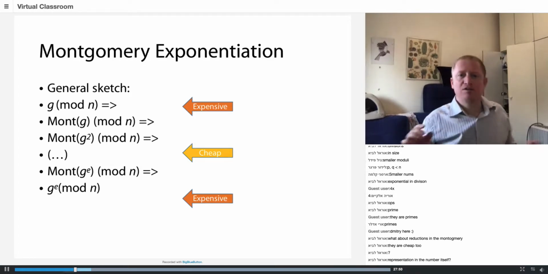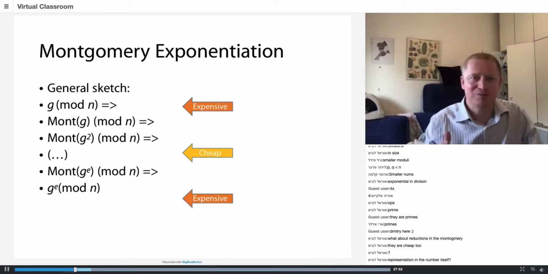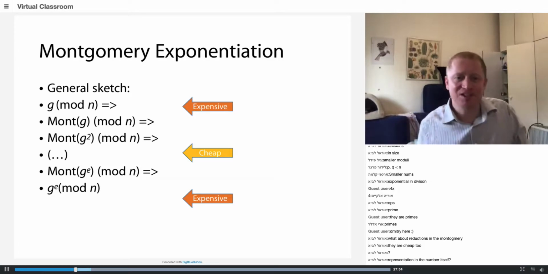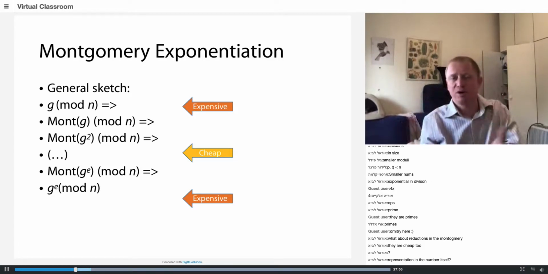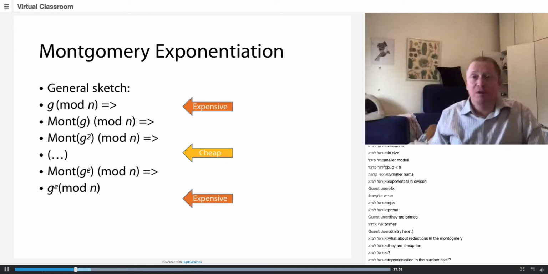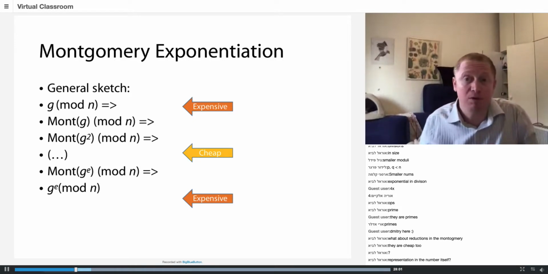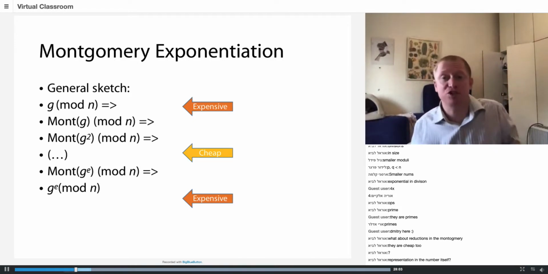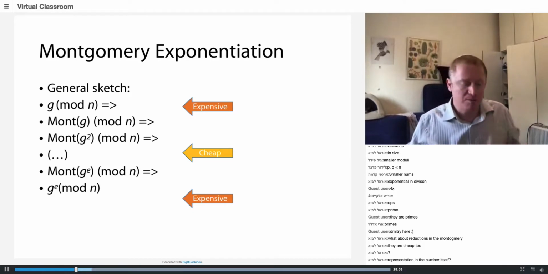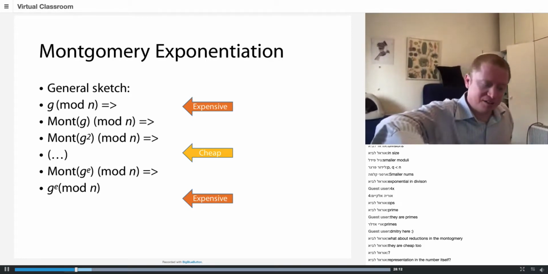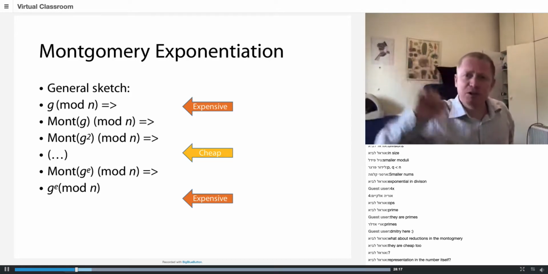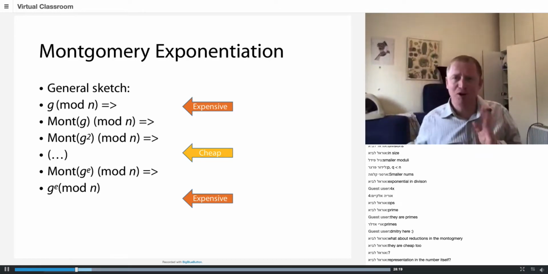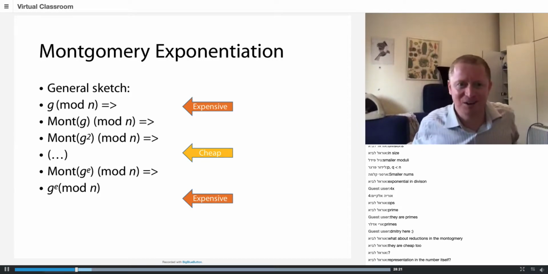Fine. Okay. So you're asking what is the representation? So the representation is another number in the multiplicative group. It is another number which represents g. And the operations you do on this number are cheap. It's all going to be explained. Okay. It's not very intimidating. Let's say it's 35–40% intimidating. There are more intimidating things in the course.